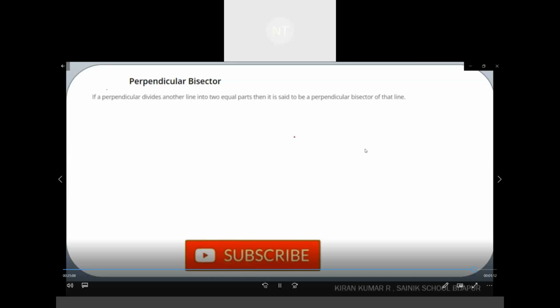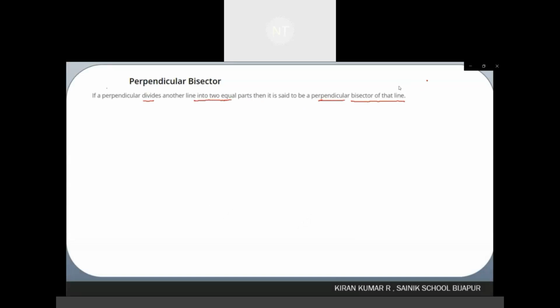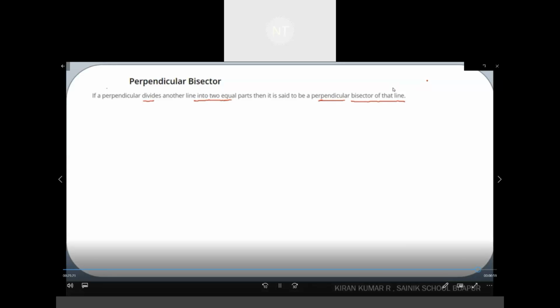With the perpendicular line, we have another beautiful concept called perpendicular bisector. As the name indicates, perpendicular refers to something where 90 degrees is formed. Bisector, what does it mean? Bisector means dividing into two equal parts. If a perpendicular divides another line into two equal parts, then it is called a perpendicular bisector of that line. Here, in the context, line refers to line segment, not to be confused with that.